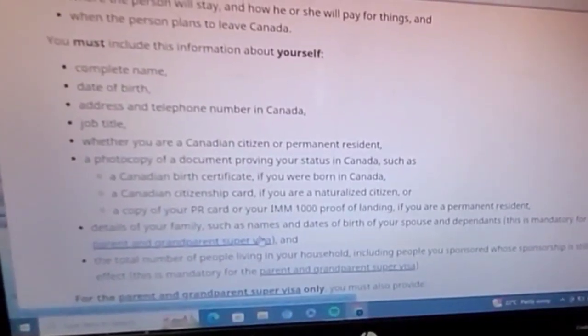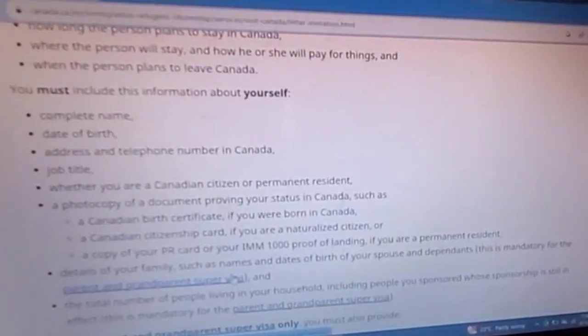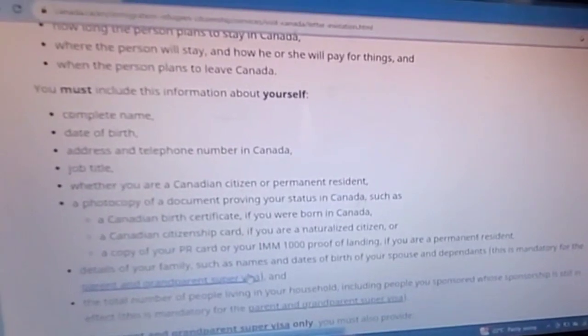And then you're going to also include in the letter this information about yourself. So the writer must also include information about themselves. The person writing the invitation must also include their complete name, their date of birth, address and telephone number in Canada, their job title, whether you are a Canadian citizen or permanent resident. So you must also tell your status. So the person must tell their status in Canada and a photocopy of a document proving your status in Canada.